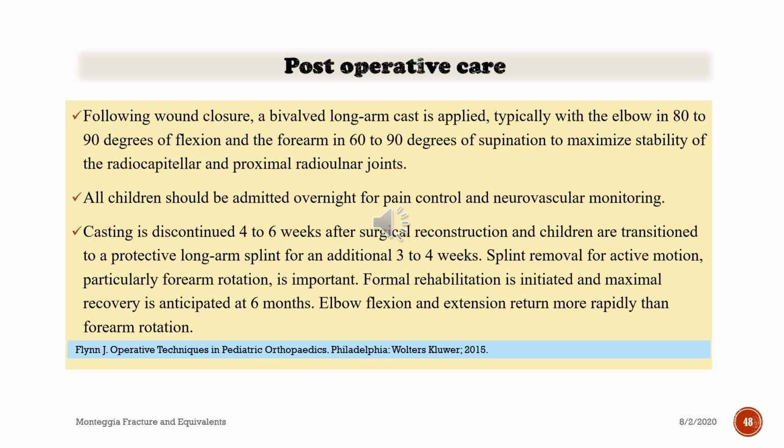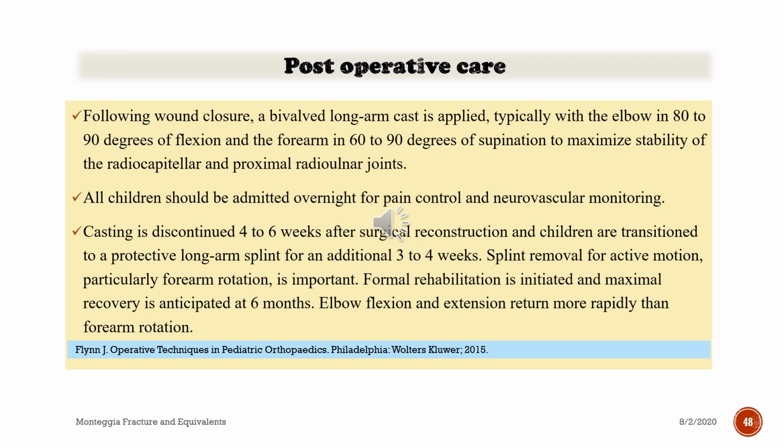Postoperative care. Following wound closure, a bivalved long arm cast is applied, typically with the elbow in 80 to 90 degrees of flexion and the forearm in 60 to 90 degrees of supination to maximize stability of the radiocapitellar and proximal radioulnar joints. All children should be admitted overnight for pain control and neurovascular monitoring. Casting is discontinued 4 to 6 weeks after surgical reconstruction, and children are transitioned to a protective long arm splint for an additional 3 to 4 weeks.